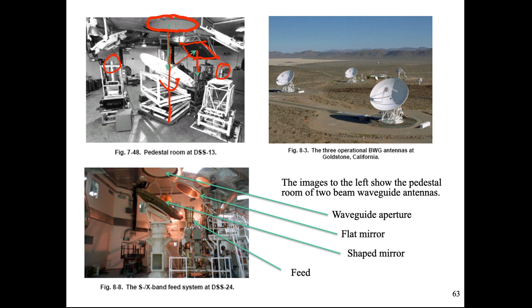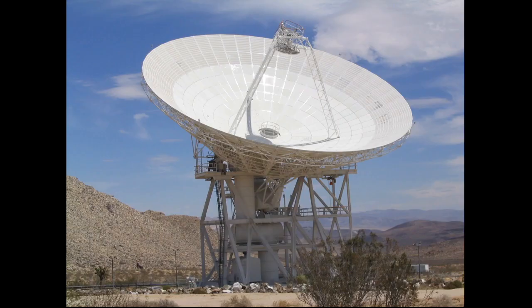And here you see three beam waveguide antennas located in Goldstone, California. I have some additional images of beam waveguide antennas. The waveguide goes here and goes into the basement. Here you see the aperture. So the signal is reflected into this aperture. There is no feed there. The feed is down here. Okay? The feed is down here.